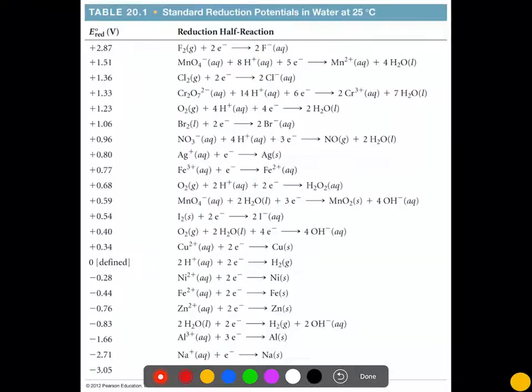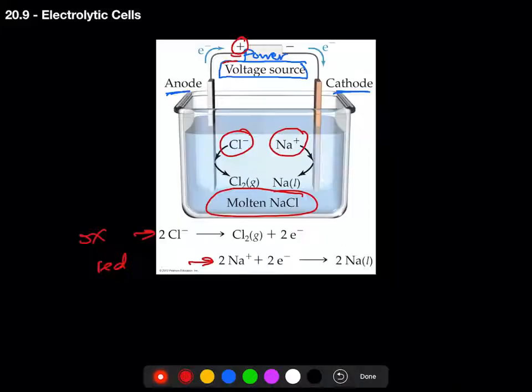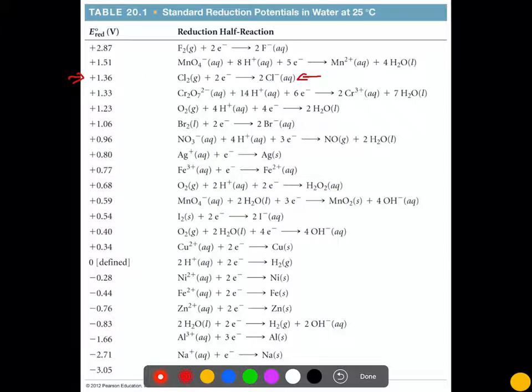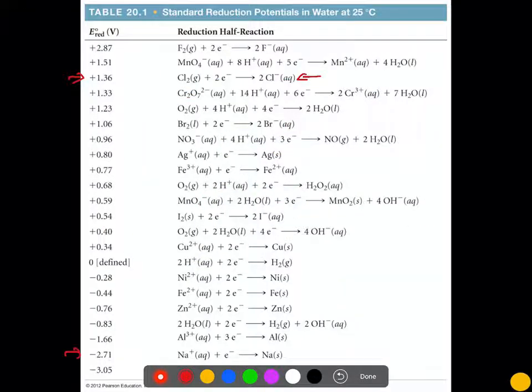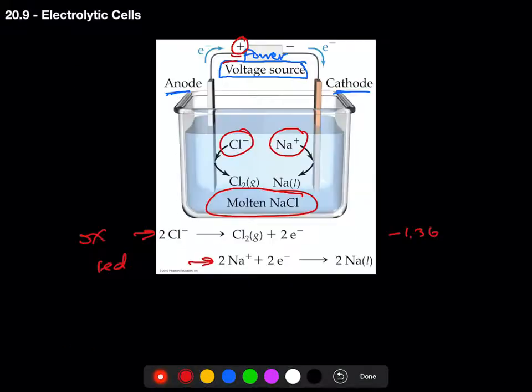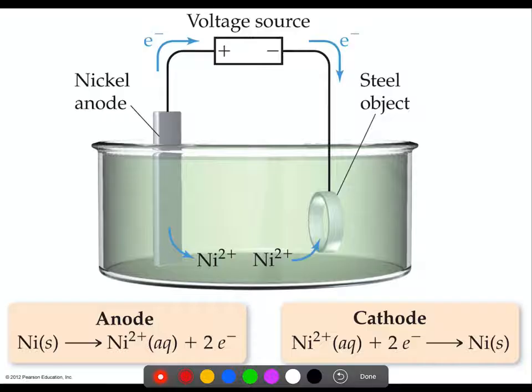And if we go back to our table of standard reduction potentials and pick out chlorine, the oxidation of chloride ions is actually negative 1.36. Sodium down here, reduction of sodium is negative 2.71. So indeed, our overall voltage is decidedly negative, which means that our power source has to be able to provide at least that much voltage, if not more. Does that make sense?